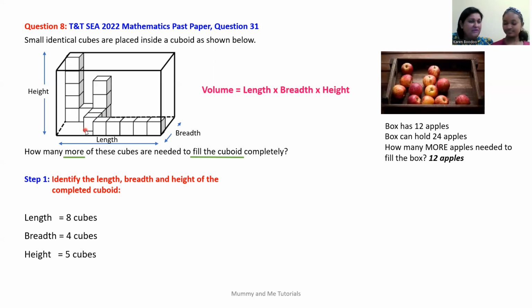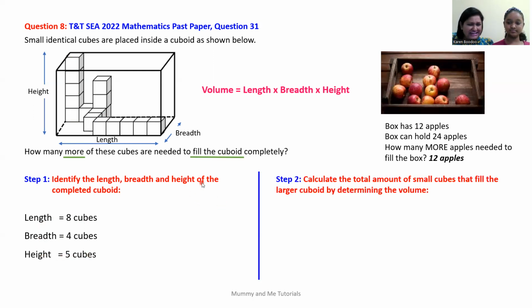Right. Okay. And what about the height? I see a completely filled column here. For the height? 1, 2, 3, 4, 5 cubes. 5 cubes. All right. So if this cuboid were to be completely filled, we need 8 cubes in the length, 4 cubes on the breadth, and 5 cubes on the height. All right. Great job. What's our next step?